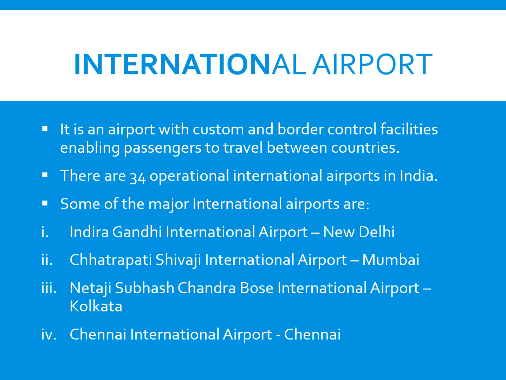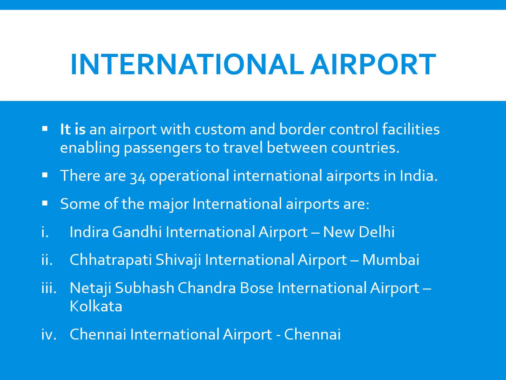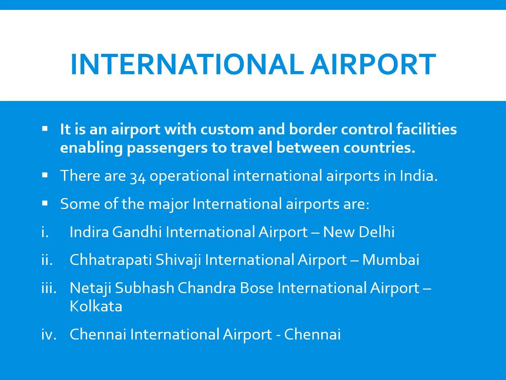Now, what is an international airport? It is an airport with custom and border control facilities enabling passengers to travel between countries. International airports are usually larger than domestic airports and often feature longer runways and facilities to accommodate the heavier aircrafts commonly used for international and intercontinental travel. International airports often also host domestic flights.